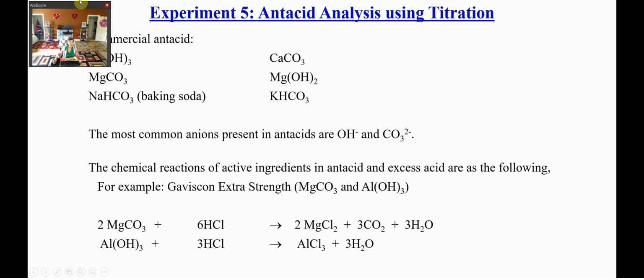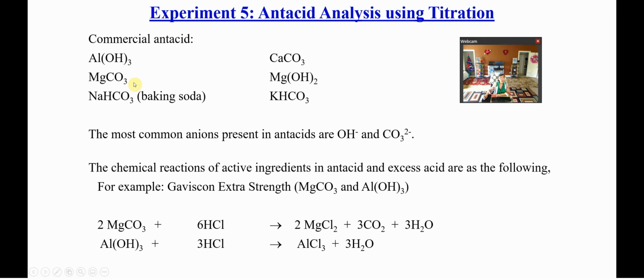In terms of antacids, I'm showing you a couple of different commercially available ones, such as magnesium carbonate, magnesium hydroxide, potassium bicarbonate, and sodium bicarbonate. Sodium bicarbonate is commonly used baking soda. So this is a very useful antacid. Most of the common antacids are composed of the ions either hydroxide or carbonate. Lately, we also found that citrate is a very good antacid. It's more neutral, more soft.